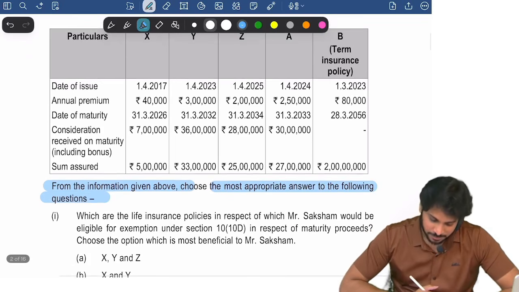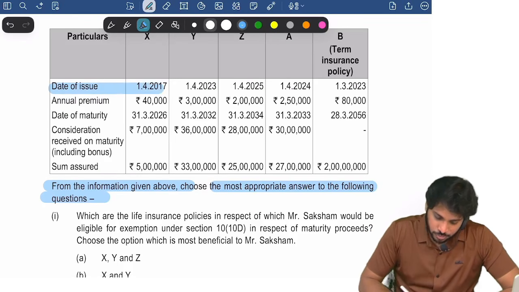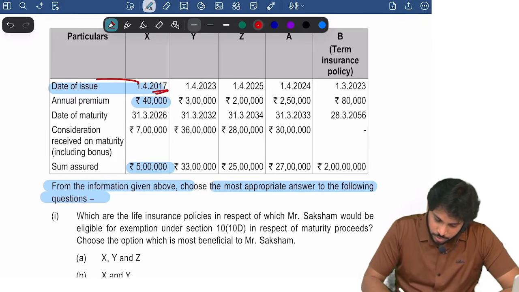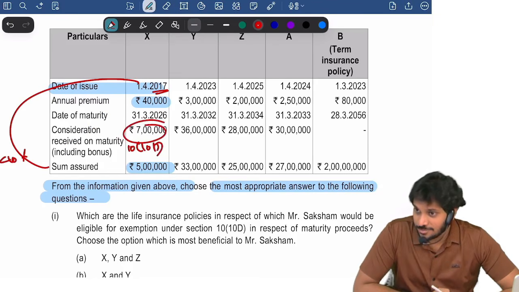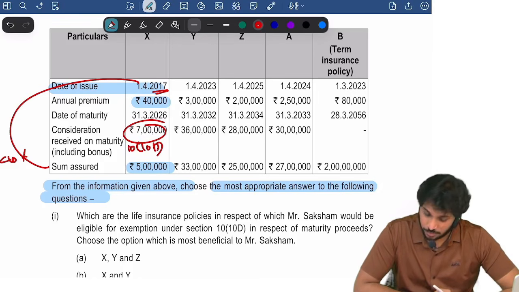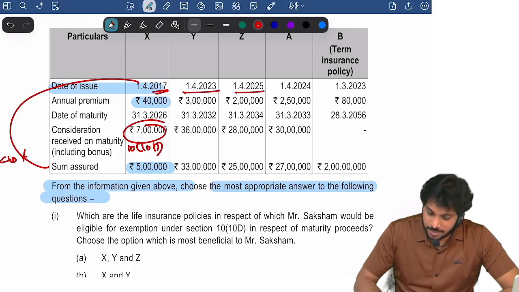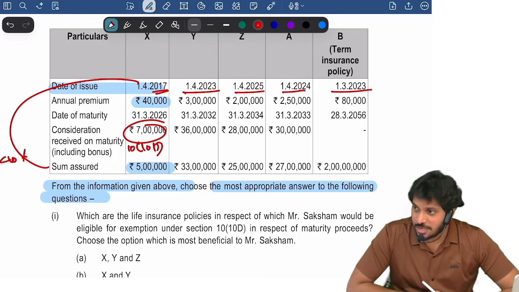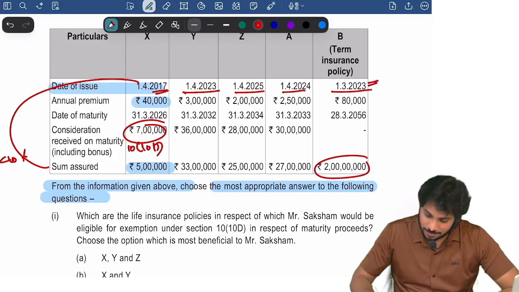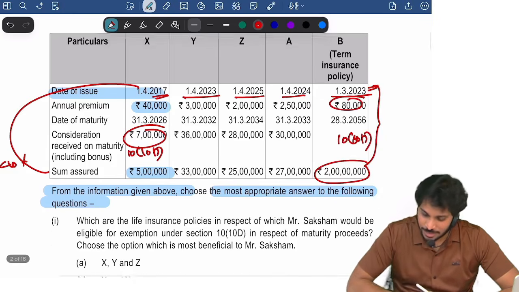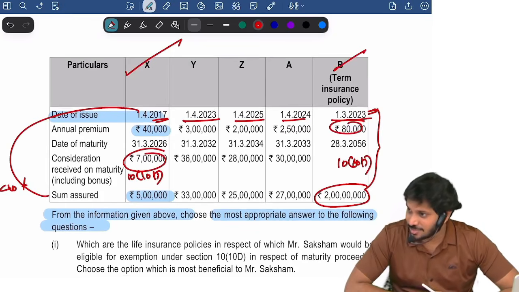Fine, no problem. So date of issue, annual premium 40, sum assured 50. So date of issue, less than 10%, consideration received is exempted under 10(10D). Now, multiple policies he bought on or after 1st April 2022. Okay, this is 1st March 2023. Fine. Sum assured 2 crore, 80,000 annual premium. Again, this is exempted under 10(10D). So X and B are exempted.